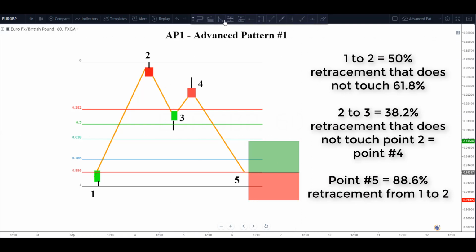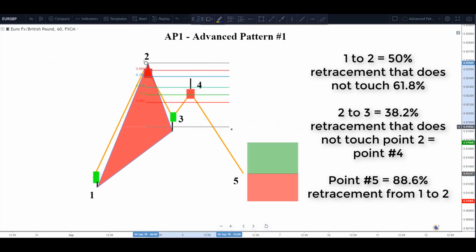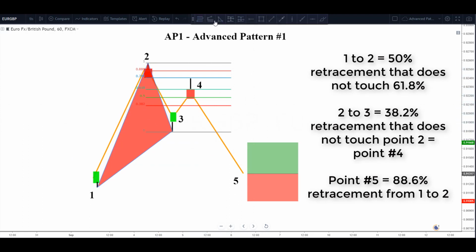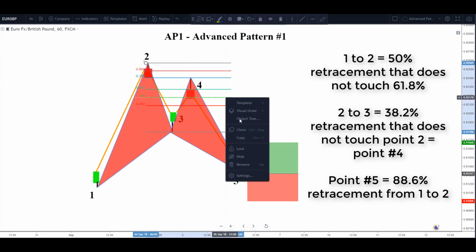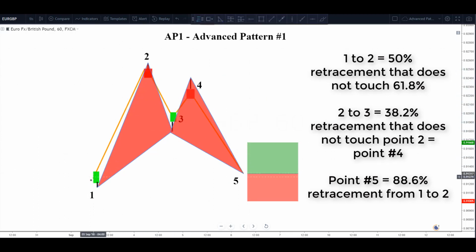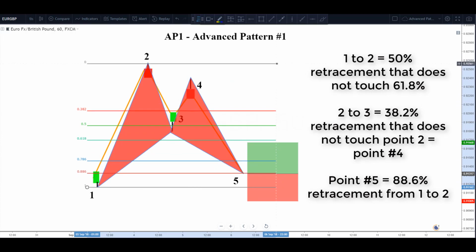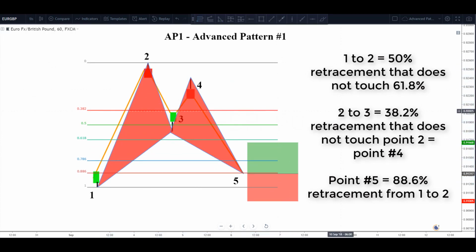So this pattern looking something like this, coming from 1 up to 2, hitting the 50% retracement and not touching the 618 retracement, going from 3 up to 4, hitting the 382 retracement. I'll draw that in actually. 2 down to 3, hitting that 382 retracement right here, but not closing or touching 2, coming down to our 886 completion point for point number 5 of this pattern. This is exactly what the bullish version of the AP1 is going to look like on a chart, and that's the series of Fibonacci retracements we're going to use in order to identify this as a pattern.